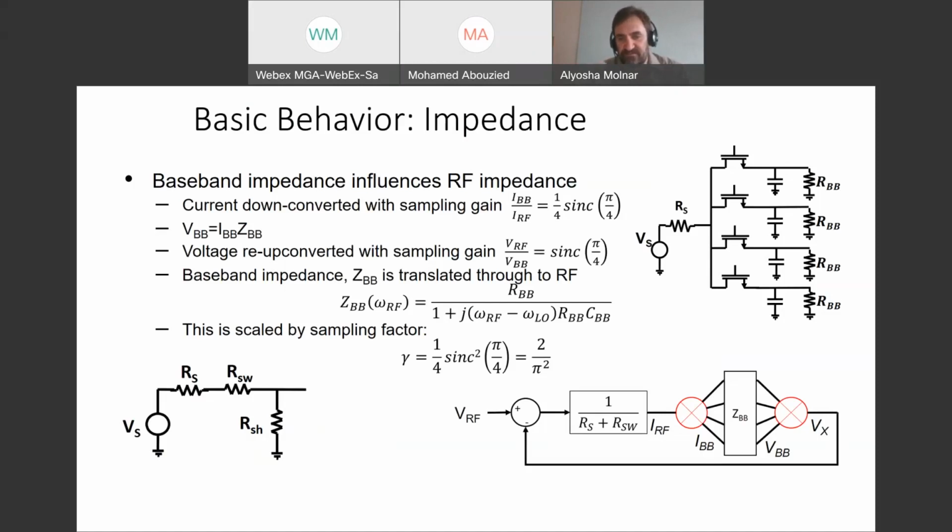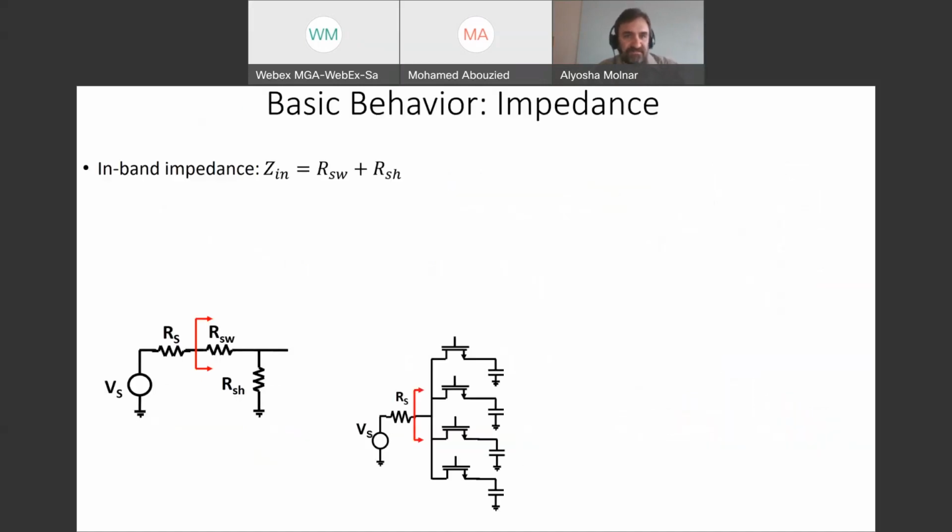And for the 4-phase case, it ends up being 2 over pi squared. And so I can just include that in my model. I say now, looking into this, I see the source impedance, I see the series switch resistance, the shunting loss from harmonic re-up conversion, and then this scaled version of the baseband impedance, which I can control however I want. And so that's what lets us do now.